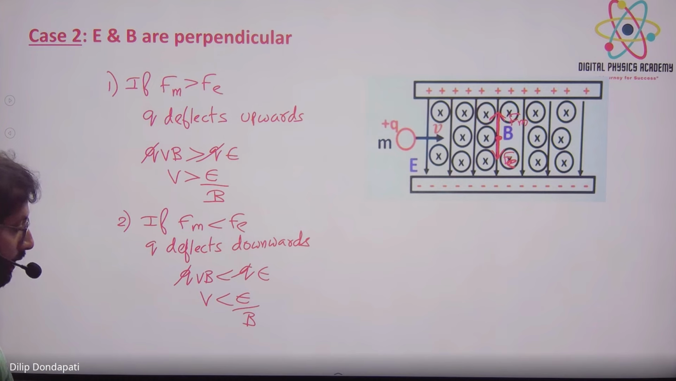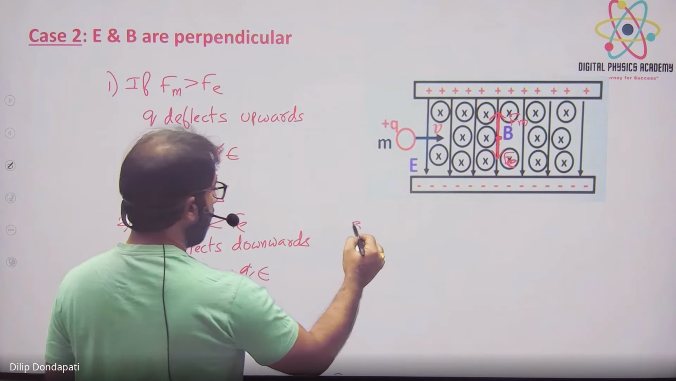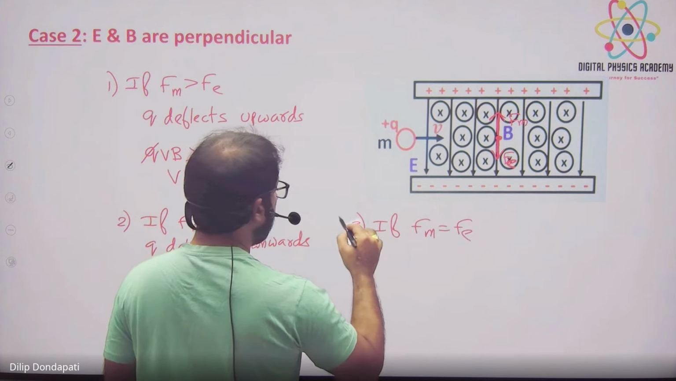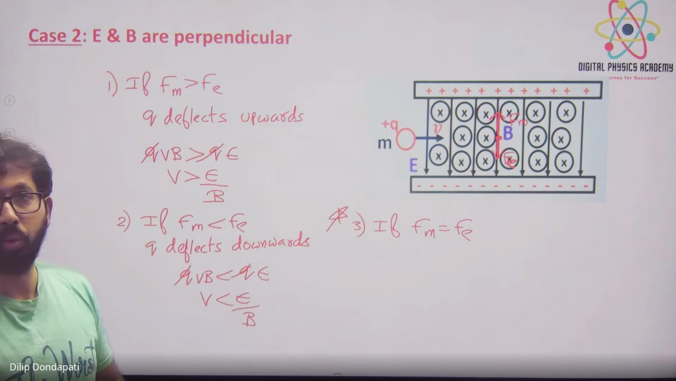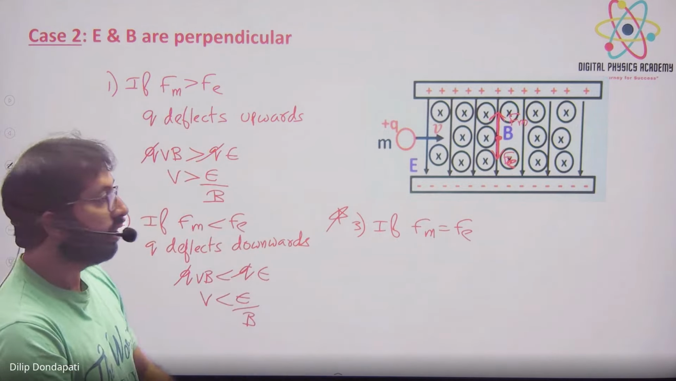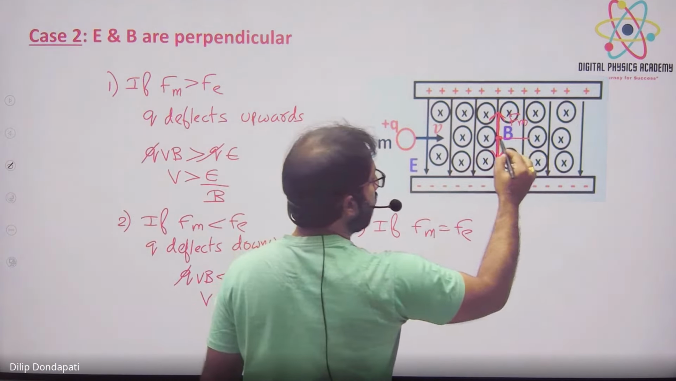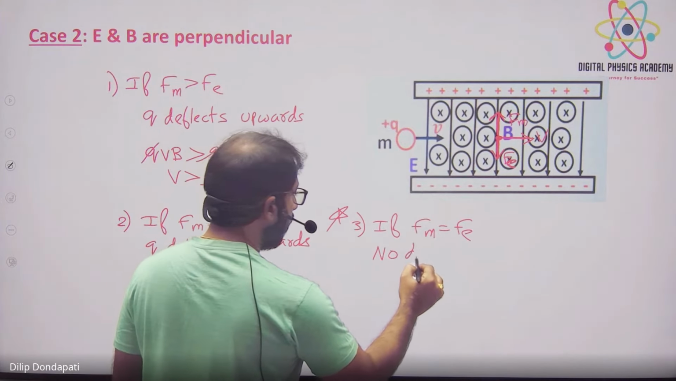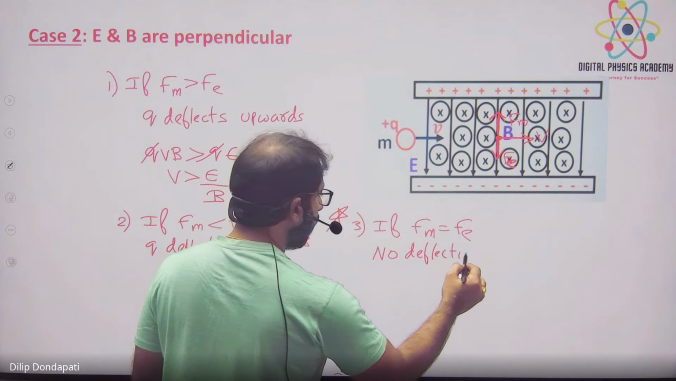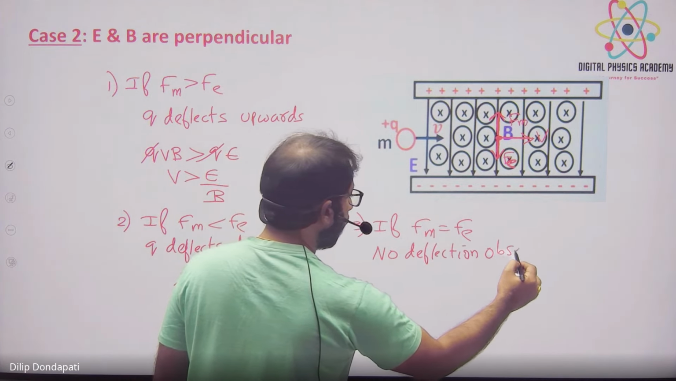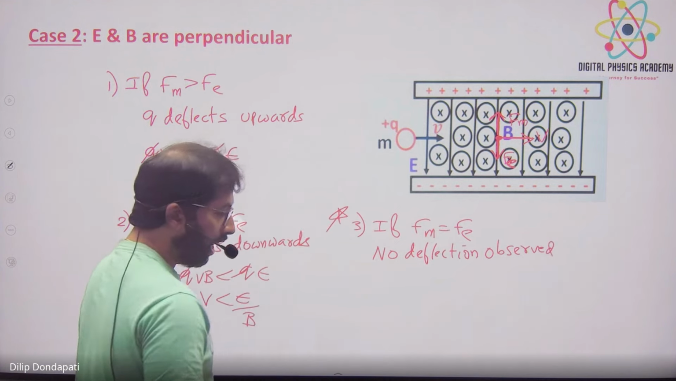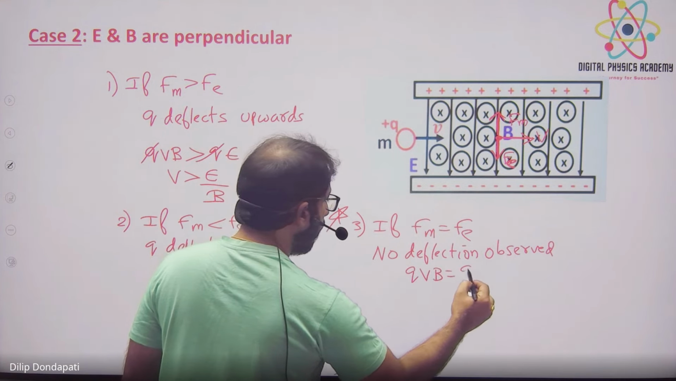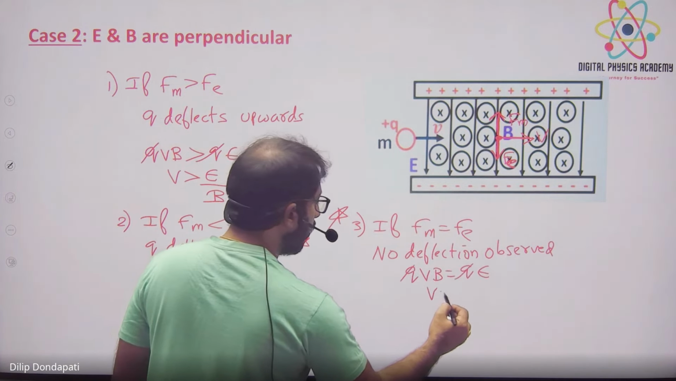Okay, now the third case. If FM is equal to FE, this is a very important case. Which way will the charge go? If both cancel out each other, the charge will move in a straight line path. No deflection is observed. Therefore the charge will move in a straight line path. QvB is equal to QE. So Q cancels. So V is equal to E by B.